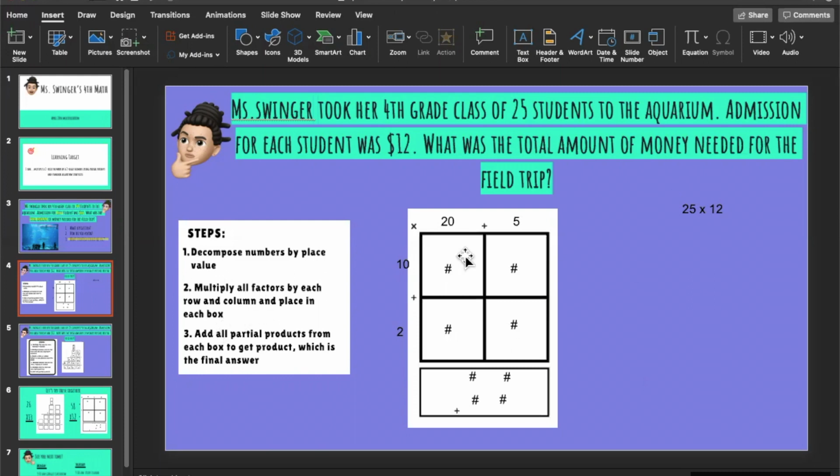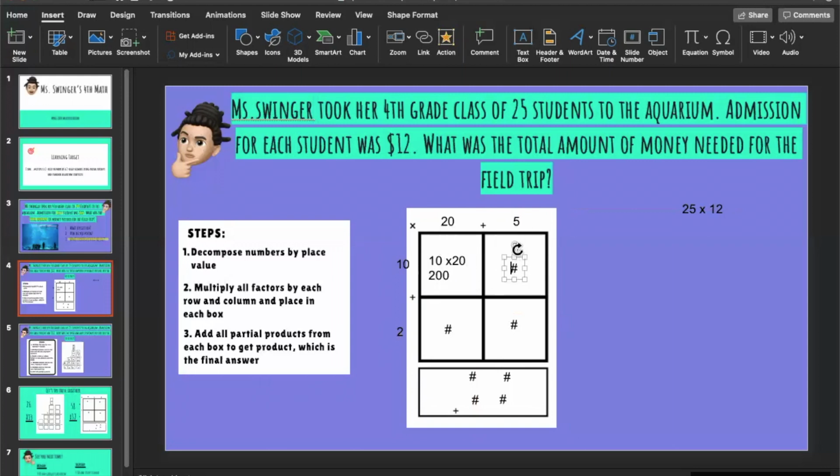Next, we need to go ahead and set up the problems inside of the boxes, right? Because we want to multiply all factors by each row and column and place them in each box, okay? So let's go ahead and set up our problems here. First, here we have 10 times 20. Okay, and I know 2 times 1 is 2, and then there's 1 zero behind the 10 and 1 zero behind the 20. So I add 2 zeros here. 10 times 20 is 200.